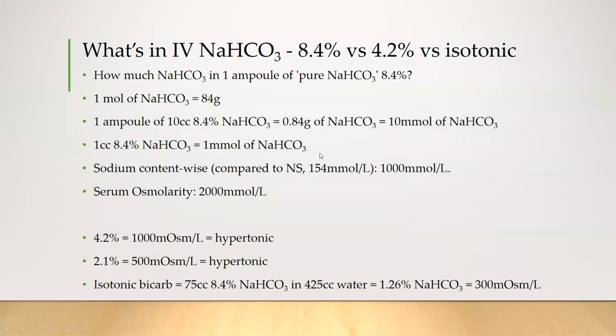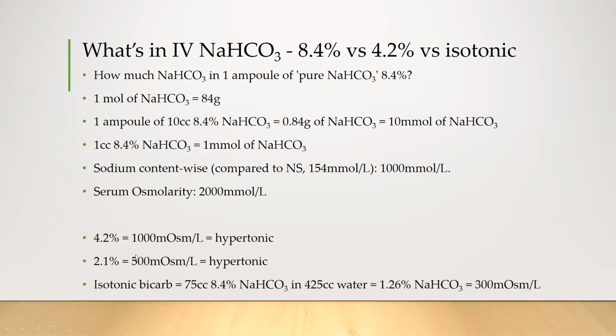Now, in terms of how much sodium is there, just to give us an idea compared to normal saline. Normal saline, we know, is 154 millimoles per liter of sodium. In sodium bicarb, it's actually 1000 millimoles per liter concentration. So it's a concentrated solution, and serum osmolarity is 308 millimoles per liter. So normal saline is isotonic. And sodium bicarb, if you give it pure, you're actually giving up to 2000 millimoles per liter. So giving pure sodium bicarb through a peripheral line isn't a good idea because it's going to be super hypertonic.